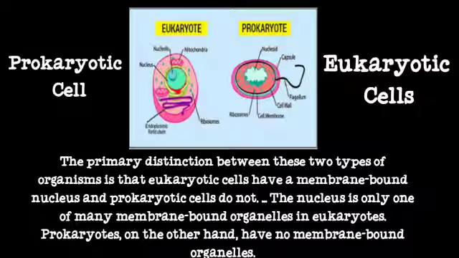Prokaryotic and eukaryotic cells. The primary distinction between these two types of organisms is that eukaryotic cells have a membrane-bound nucleus and prokaryotic cells do not. The nucleus is only one of many membrane-bound organelles in eukaryotes. Prokaryotes, on the other hand, have no membrane-bound organelles.